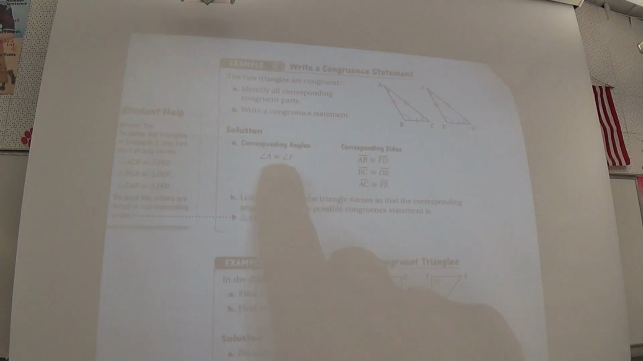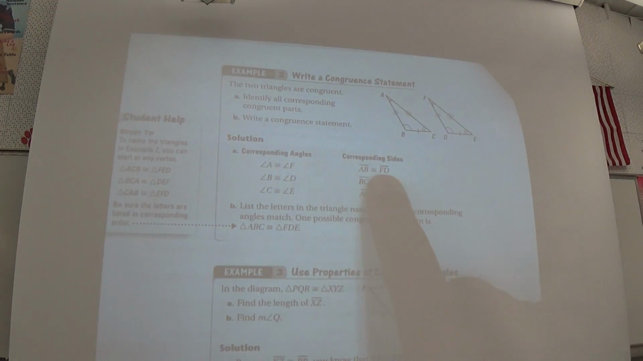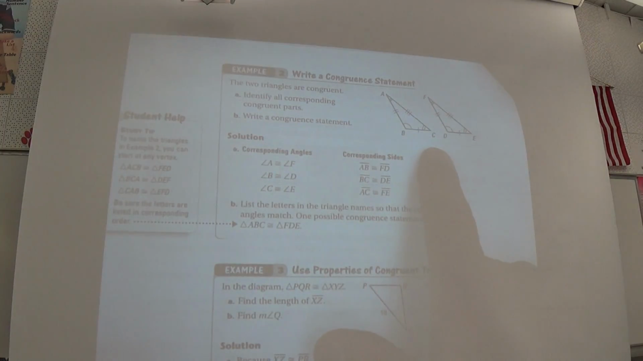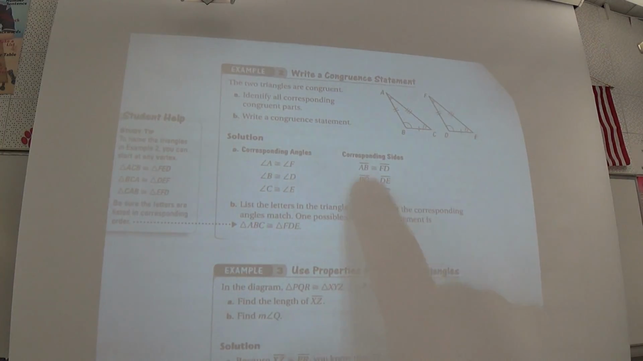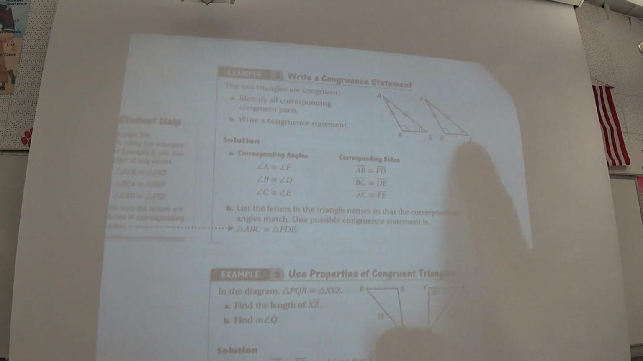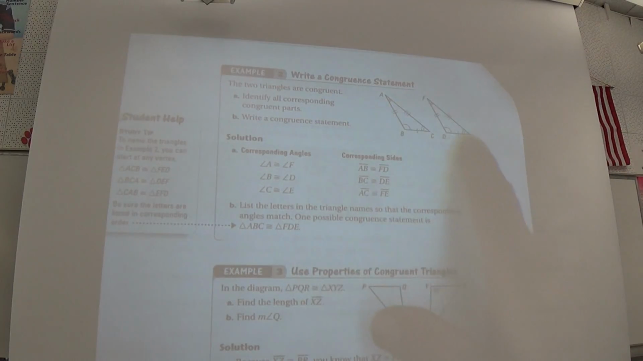So here you have corresponding angles that are congruent. A is congruent to F, B is congruent to D, C is congruent to E. AB is congruent to FD. You see it's ordered the same. BC is congruent to DE, and AC is congruent to FE.